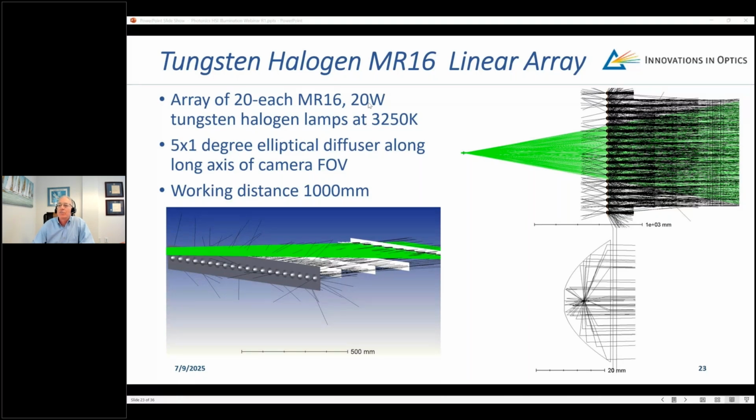Generally, these are made up of 20 watt lamps. The system was designed with 20 watt MR16 tungsten halogen lamps at 3250 Kelvin. At that temperature, they last about a couple hundred hours. You could go to a lower color temperature to get longer life, but you also get lower intensity.